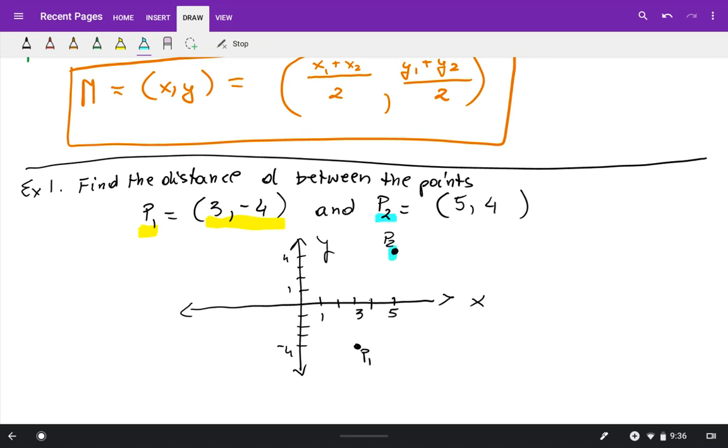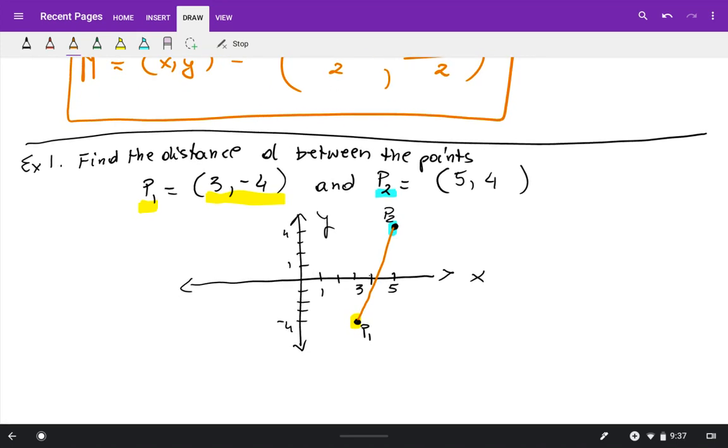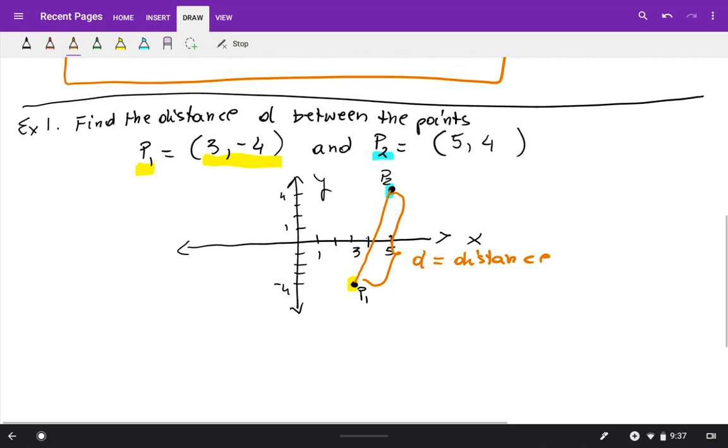What we're trying to do is find the distance between those 2 points. Again, you don't need to draw the coordinate plane, but I'm explaining that if we connect those 2 points, we want to know what the distance between them is. That right here will represent the distance. So this is what we're trying to find. To find the distance, we're going to use the distance formula.